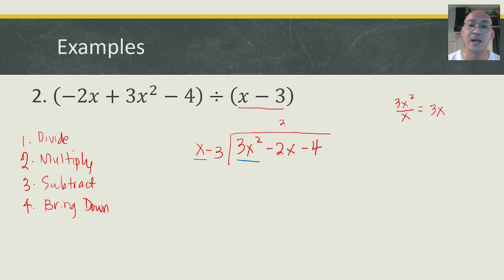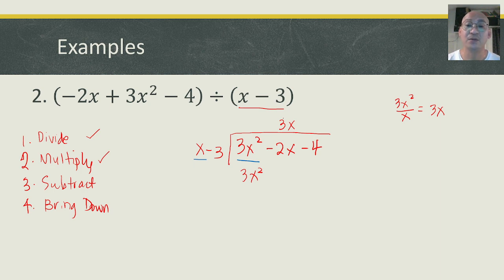We align it on the terms that are similar, so on the x term. Then we are done with the first step. We are going to do the second step, which is to multiply. 3x times x is 3x squared. So align it to the similar terms of the given dividend.